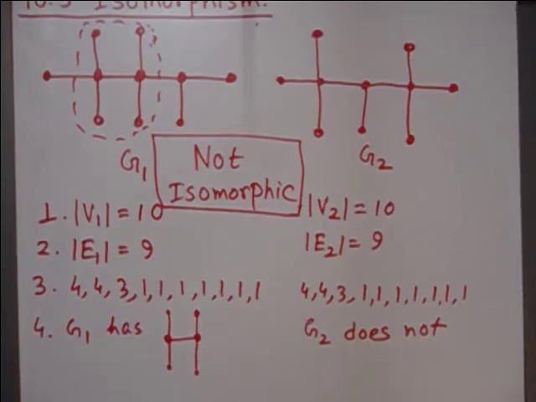So to prove that two graphs are not isomorphic, you have to show some example that is in G1 but not in G2, or it's in G2 but not in G1. Then it's fine, you can show they are not isomorphic. But to show that they are isomorphic, you have to provide a bijection.